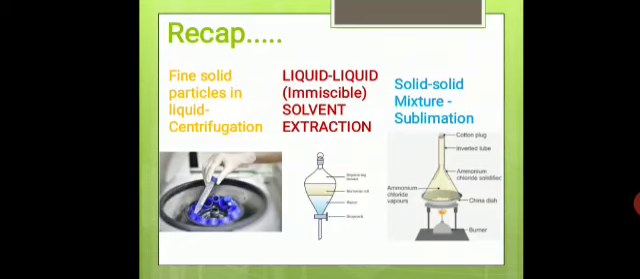So last class we started discussing the separation techniques to separate different kinds of mixtures. So we saw centrifugation, solvent extraction and sublimation. Centrifugation is used to separate fine solid particles in liquid. An example also we saw as what? Clay particles in water. And the centrifuging machine also works on the principle of what force? Centrifugal force. You should not forget that, which is very important.